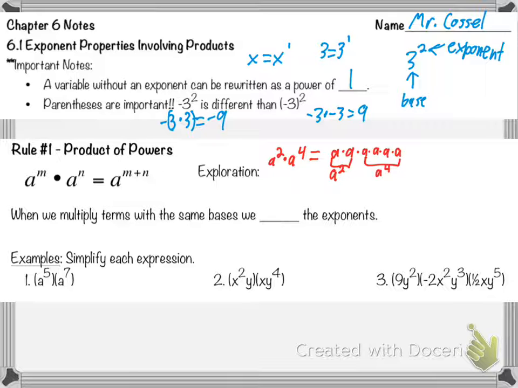So if we were to go through and count the number of a's, how many do we have multiplying together there? 6. So that's the same thing as a to what power? The 6th power. That's the same thing as a to the 6th power. But wait, why does it say m plus n? Okay? M plus n are just representing numbers. So in this case, m is 2, n is 4.